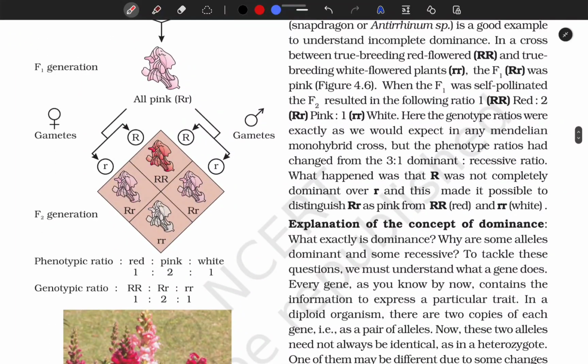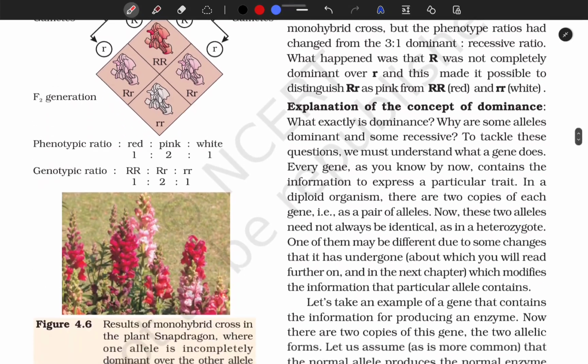When F1 was self-pollinated, the F2 resulted in the following ratio: 1 red, 2 pink, 1 white. Here the genotype ratios were exactly as we would expect in the Mendelian monohybrid cross, but the phenotype ratios had changed from the 3:1, that is dominant to recessive ratio. What happened was that capital R was not completely dominant over small r, and this made it possible to distinguish capital R small r as pink from capital R red and small r white.